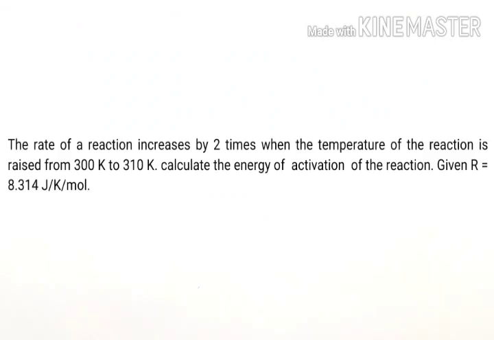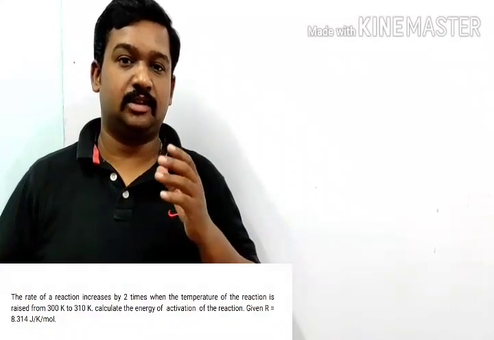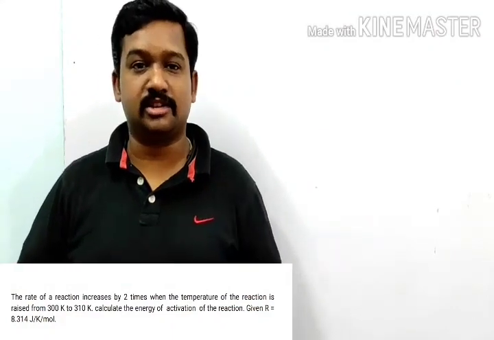The rate of a reaction increased by 2 times when the temperature of the reaction is raised from 300 Kelvin to 310 Kelvin. Calculate the energy of activation of the reaction. And R value is given as 8.314 joule per Kelvin per mole. Let's try this. So let's consider the equation to calculate activation energy.